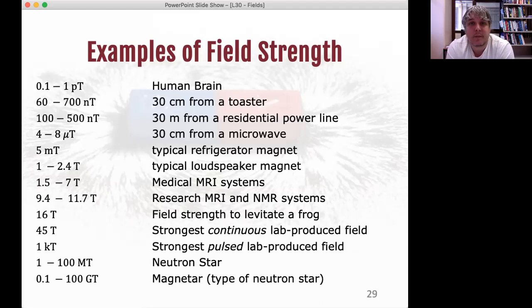The frog was completely unharmed. Magnetic fields don't damage living things. It's not a problem. So the frog just afterwards, it hopped away. It was perfectly fine.